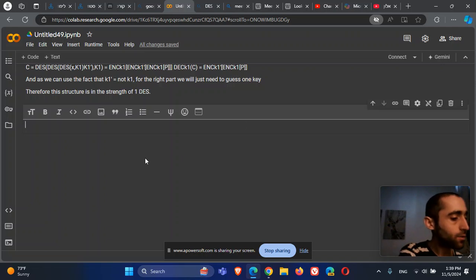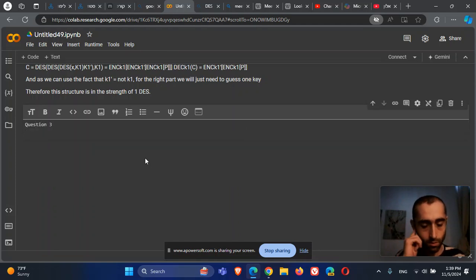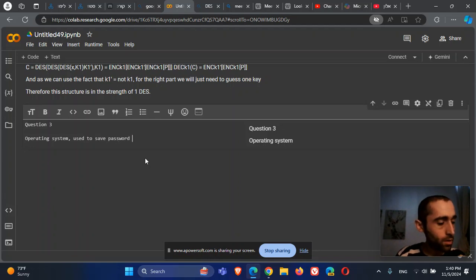Okay, let's do a question in cryptography. Let's call it question 3. We have an operating system, and there is a file used to save passwords, and we save the passwords accordingly. The passwords are saved like this.